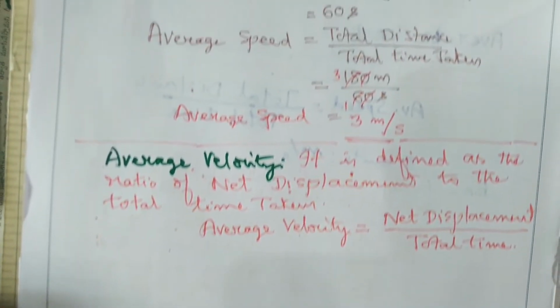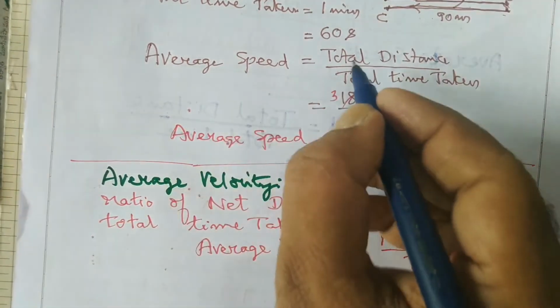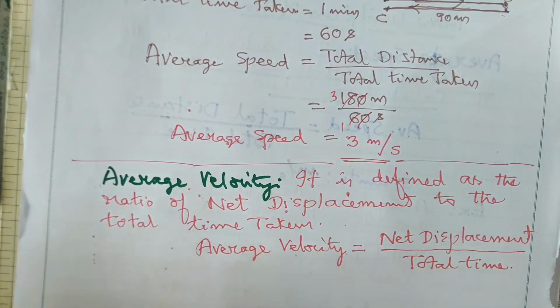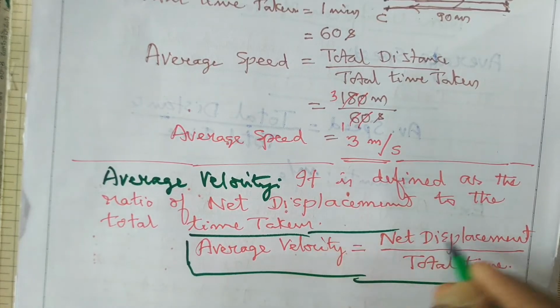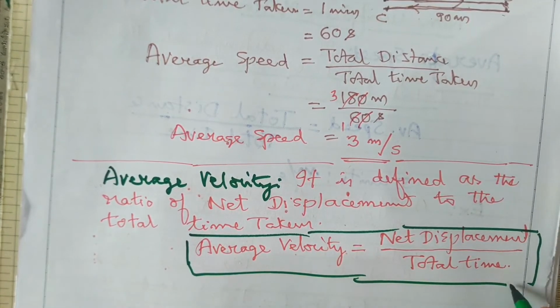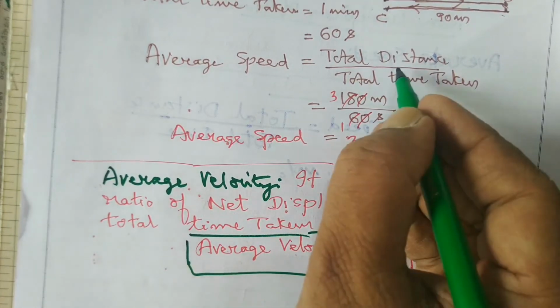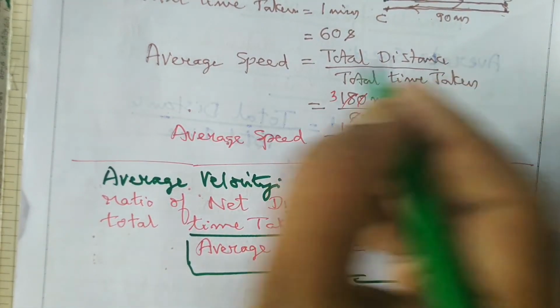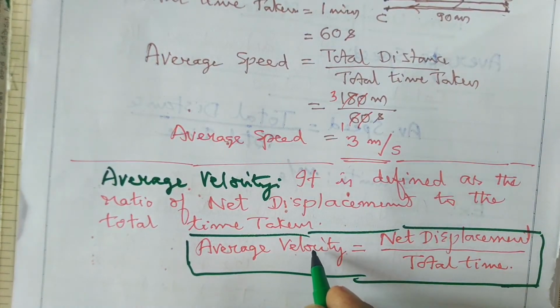Observe carefully the difference between these two formulae. For average speed, in the numerator we have total distance, whereas for average velocity we have net displacement in the numerator. That is the difference. Whenever we talk about net displacement, average velocity will come. Whenever you say total distance, speed will come. Speed is a scalar quantity, so we get a scalar quantity here. Displacement is a vector quantity, so we get a vector quantity here.